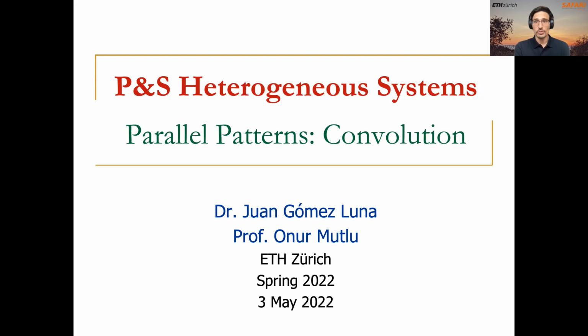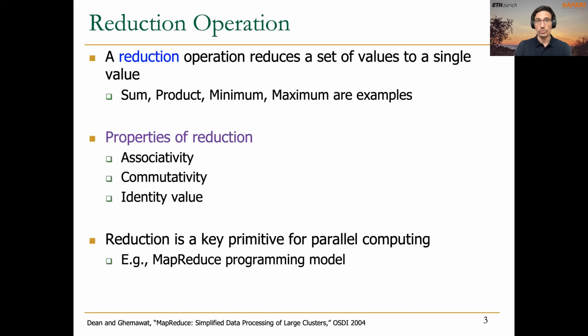Today we are going to talk about convolution, an important parallel pattern that is widely used in image processing and machine learning. Before we talk about convolution, let me quickly recap on what have been the parallel patterns that we have covered so far. We started with reduction, an operation that reduces a set of values to a single value.